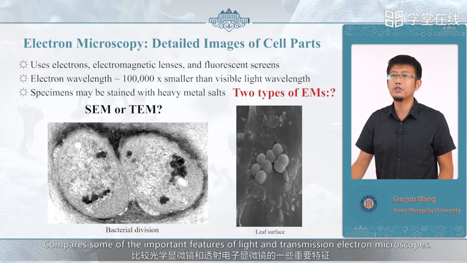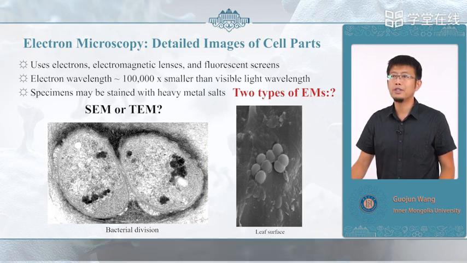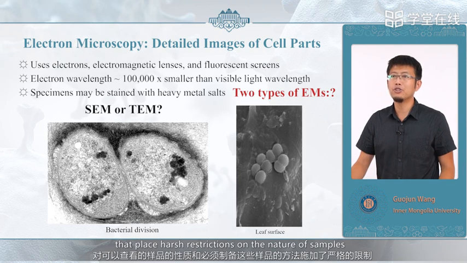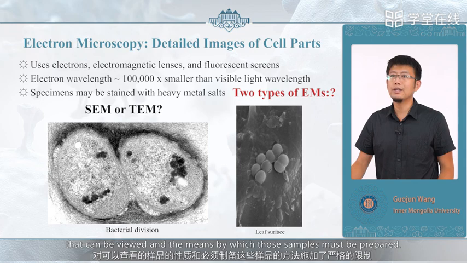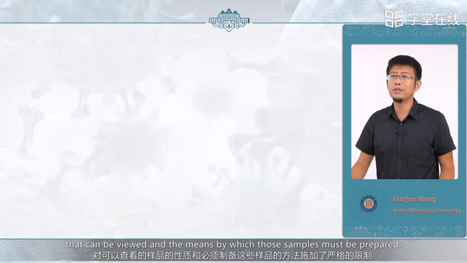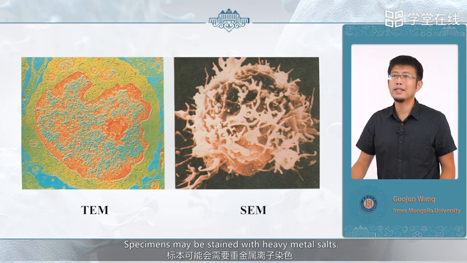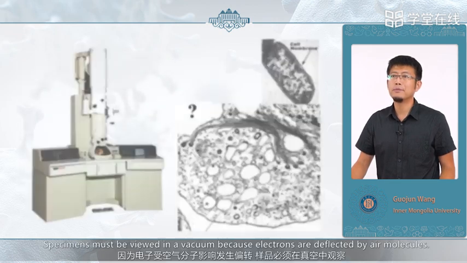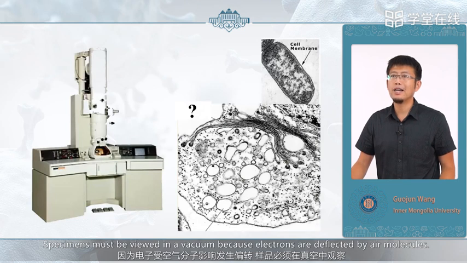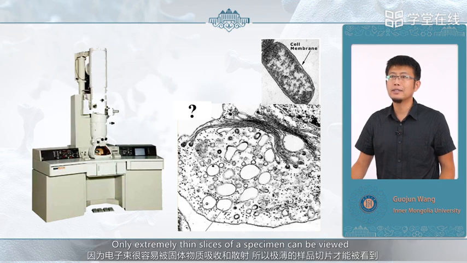This compares some of the important features of the light and transmission electron microscopes. The TEM has distinctive features that place harsh restrictions on the nature of samples that can be viewed and the means by which those samples must be prepared. It uses electrons, electromagnetic lenses, and fluorescent screens. Specimens may be stained with heavy metal salts. Specimens must be viewed in a vacuum because electrons are deflected by air molecules. Only extremely thin slices of the specimen can be viewed because electron beams are easily absorbed and scattered by solid matter.